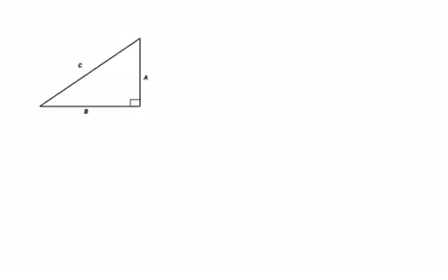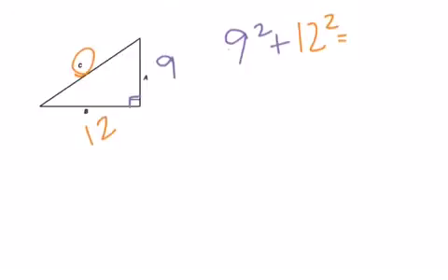Okay, so we have a right triangle here. We know that because of our right triangle symbol right there. Again, we have our A side, B side, and our C side. So let's say that A is going to be 9, B is going to be 12. We don't know what our hypotenuse is, so that's when we bring in the Pythagorean theorem. So we know that our A is 9, or 9 squared, plus 12 squared. We don't know c squared, so c squared it is.